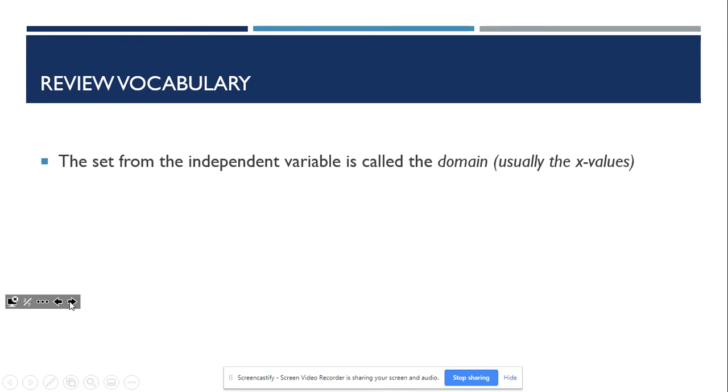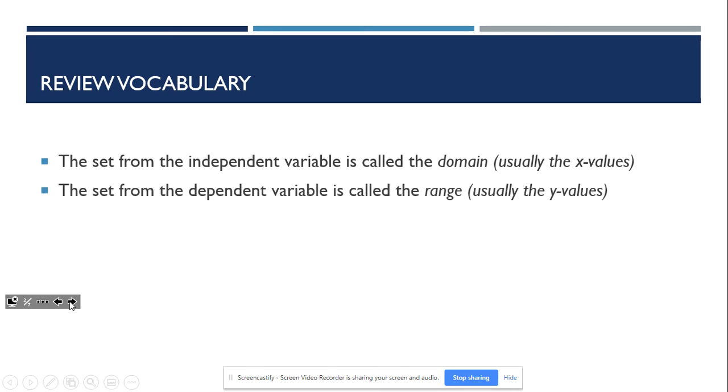We know that the set of any independent variables is called the domain, and it is typically our x values when we are dealing with functions. The set of the dependent variable is called the range. That's our y values or f of x values.